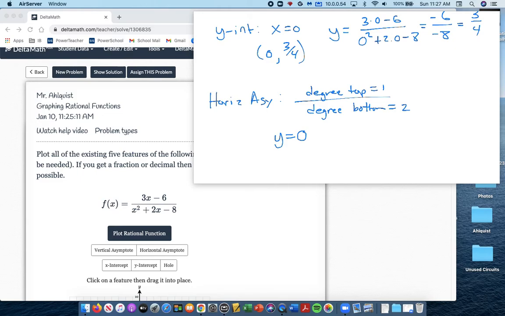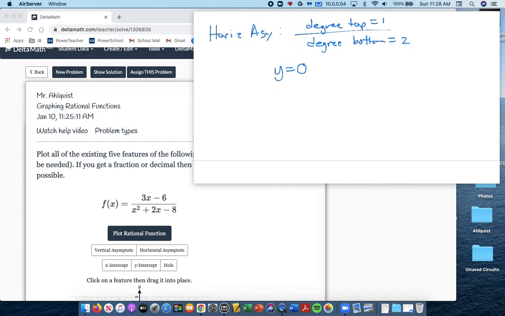Okay? Now, the last two things we're going to do are the vertical asymptote and the hole. But what I'm going to do with this is I'm going to factor the equation.